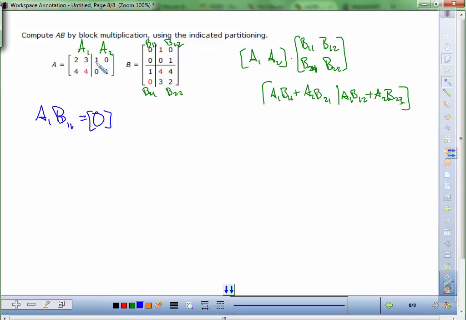So A1 is a 2 by 2 matrix. B11 is a 2 by 1. So what is this 0 matrix going to be? 2 by 1. So this is a 2 by 1 matrix with zeros.